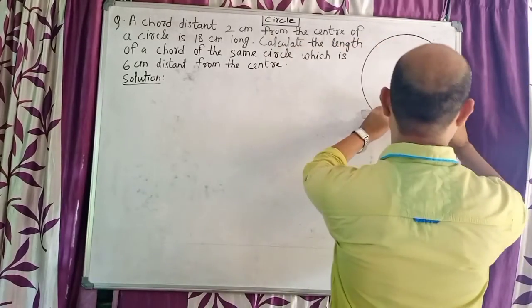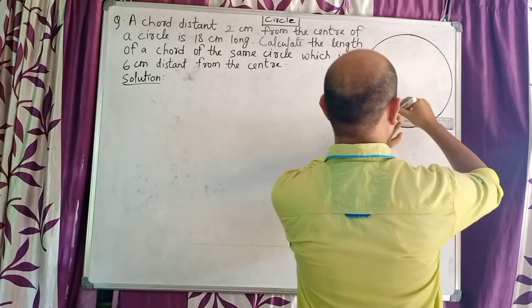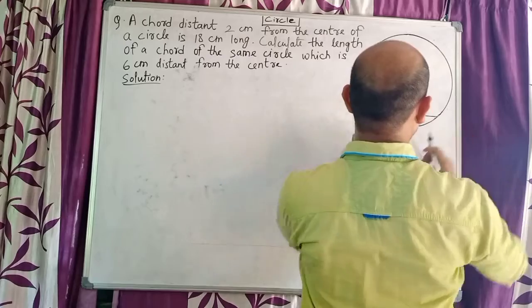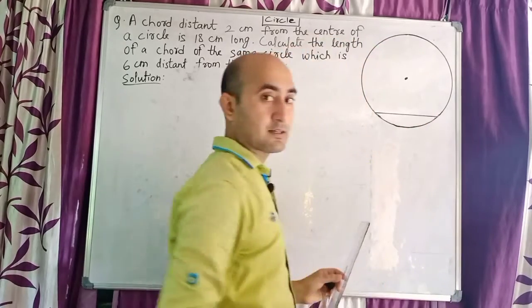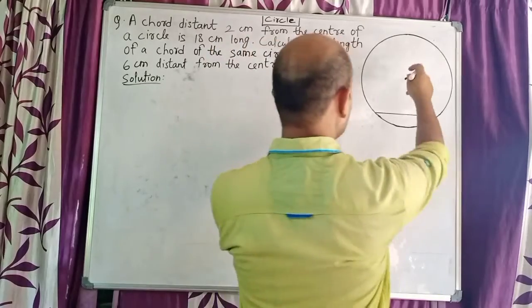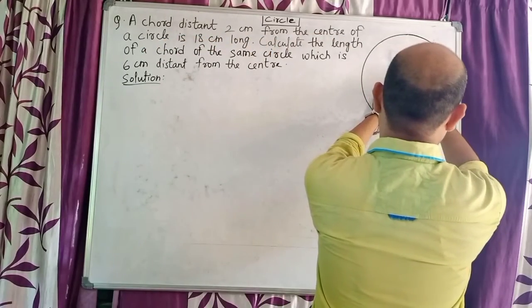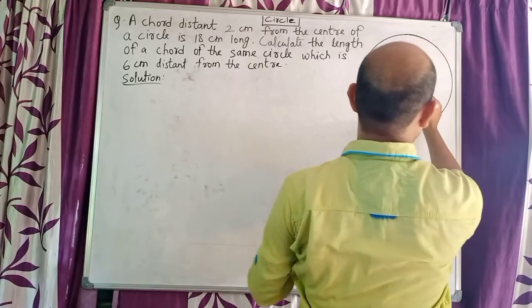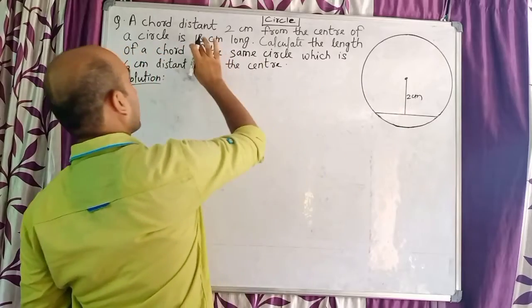Let me draw one chord here. Okay, my chord I draw here, and let me tell you children, this is the center, and its distance from the center is 2 centimeter. So this is 2 centimeter and the length of the chord is 18 centimeter.